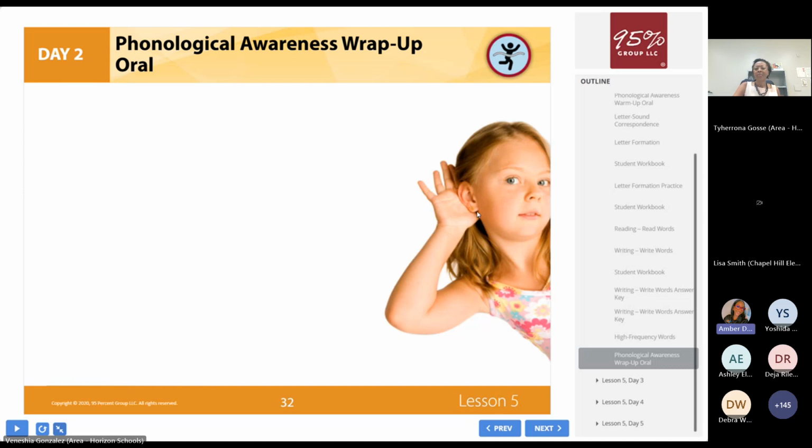Miss Gussie, this is Miss Dunn. I have a quick question. So in terms of the phonological awareness warm up oral and the phonological awareness wrap up oral, am I able to write the letters or the words or show pictures during that portion of the lesson?